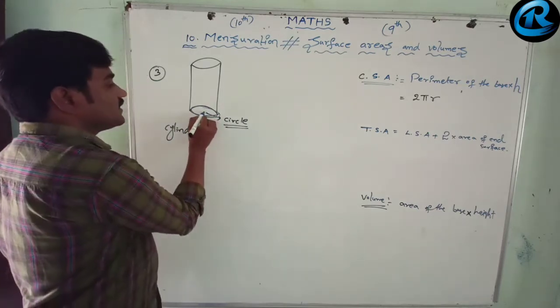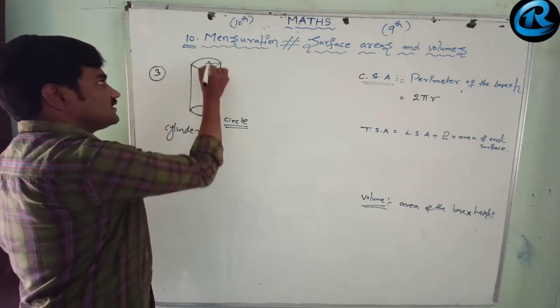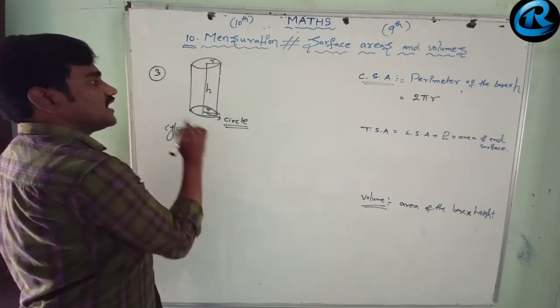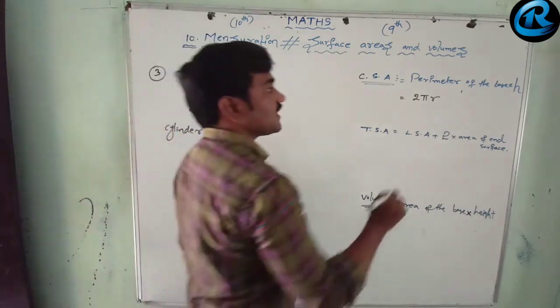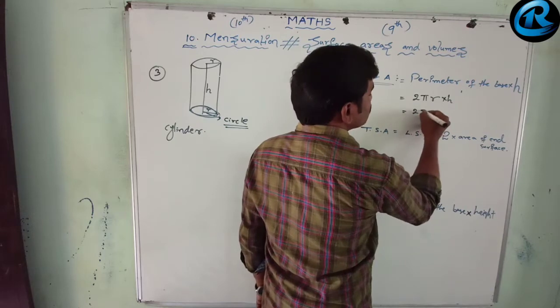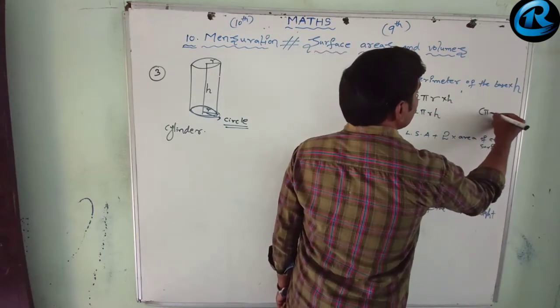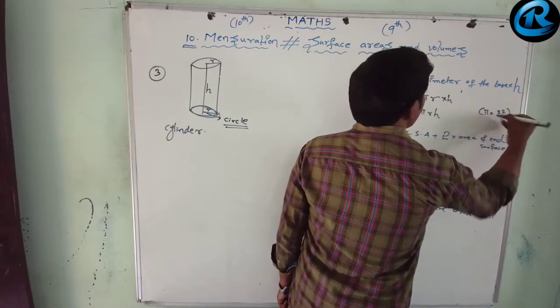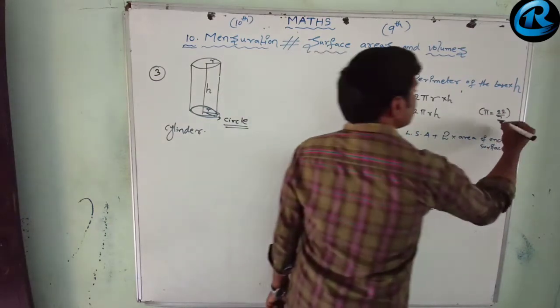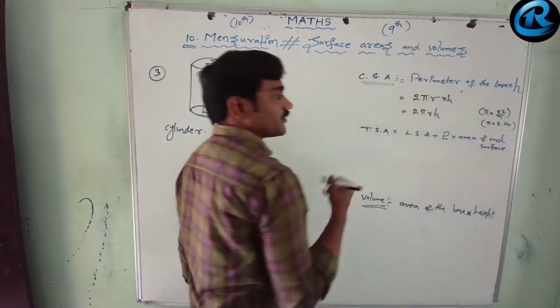Here is the radius r, and this is the height h. So 2 pi r into h, that is 2 pi r h, where pi equals 22 by 7 or 3.14. Any one of the values can be substituted.